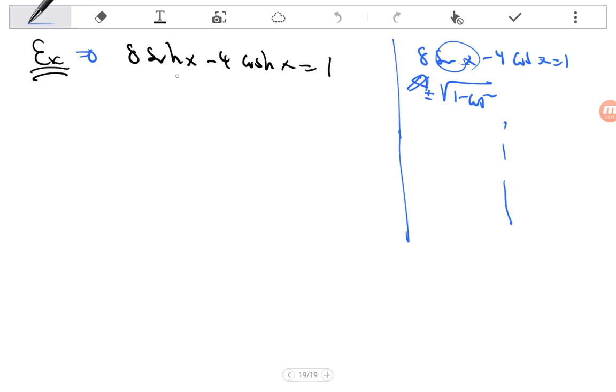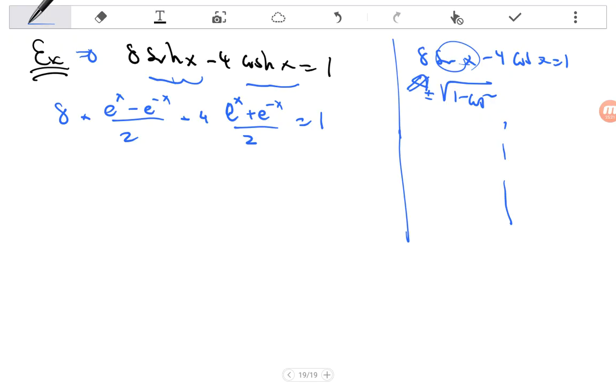But we have an alternative. For any of the hyperbolic equations, we have an alternative. What is that alternative? It is to express the equation in terms of the exponentials, which is the basic definition of the cosine and sine. So for this equation I will just write it as 8 times (e^x minus e^(-x)) over 2, minus 4 times (e^x plus e^(-x)) over 2, equal to 1. Then I make some simplifications.